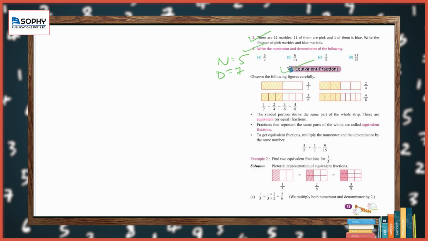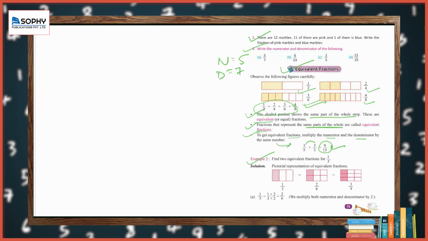Now let's look at the topic of equivalent fractions. We have to observe the following figures carefully, students. This is 1 by 2, this is 2 by 4, this is 3 by 6, and this is 4 by 8, and all of them are equal. That means the shaded portion shows the same part of the whole strip. These are equivalent or equal fractions, and fractions that represent the same part of the whole are called equivalent fractions. To get equivalent fractions, we have to multiply the numerator and the denominator by the same number. That is 3 into 3 by 5 into 3, that is 9 by 15.